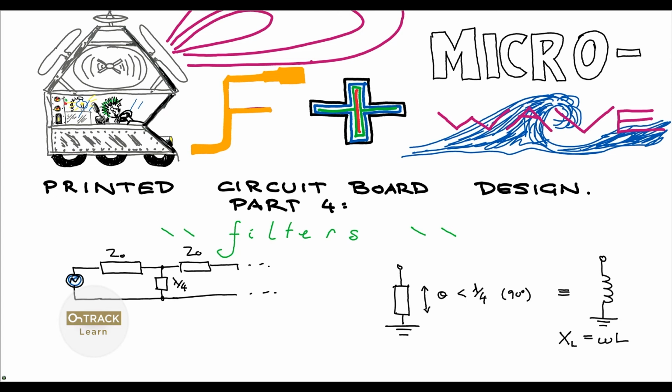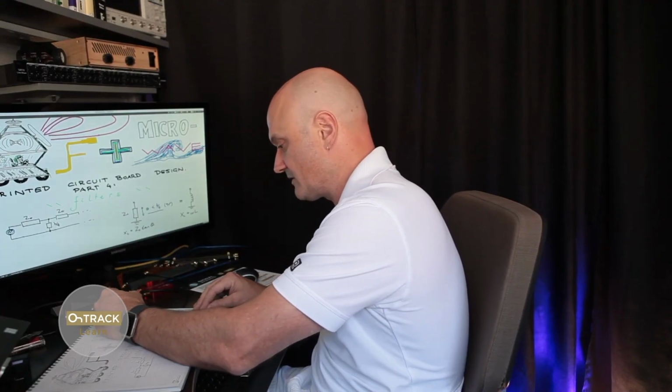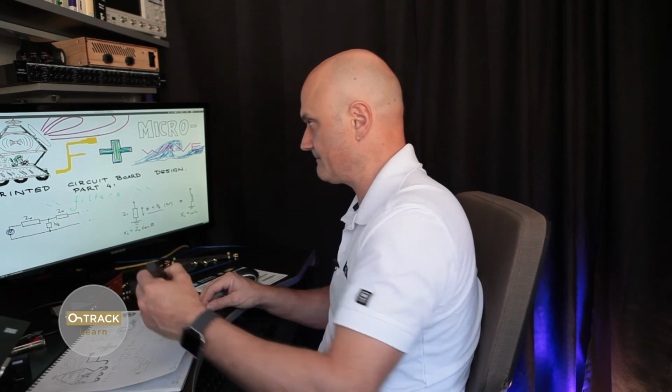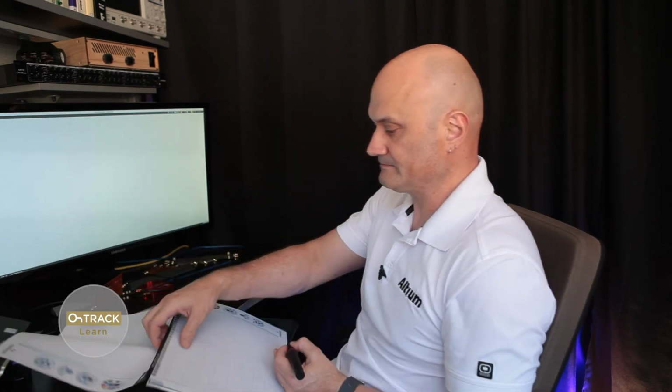The equivalent, when this is behaving like an inductor, when it's less than a quarter wavelength long, is a simple transform: the impedance of the transmission line, Z0, that's this segment, times the tangent of the electrical length. So I'm going to create a new page here.